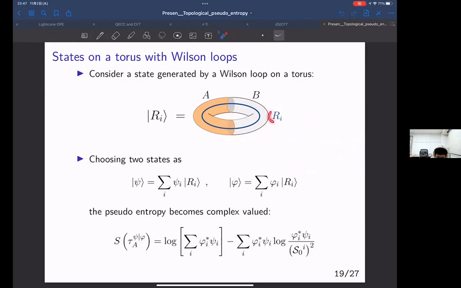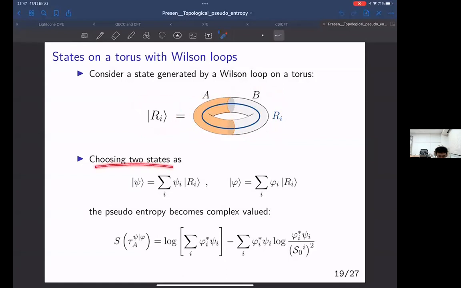Now, we insert a Wilson line inside the solid torus and bipartition the surface into two regions like this. The left part is the region A and the right part is the region B. We regard it as some state. So this is a state we want to consider.